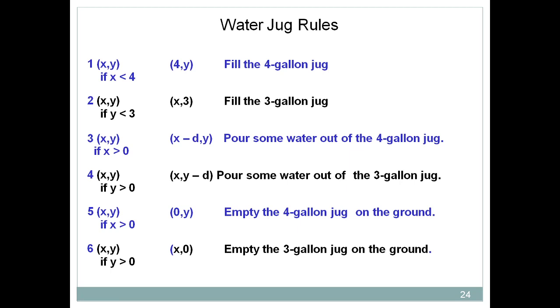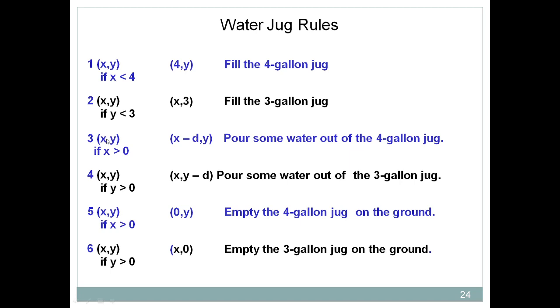I don't know whether I will throw 1 gallon, 2 gallons or 3 gallons. But here I specified some, I have not specified all the water. I specified throw some water out from the 4-gallon jug. So where are you throwing it? You are throwing it on the ground.